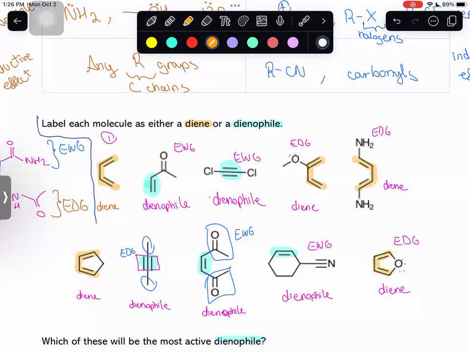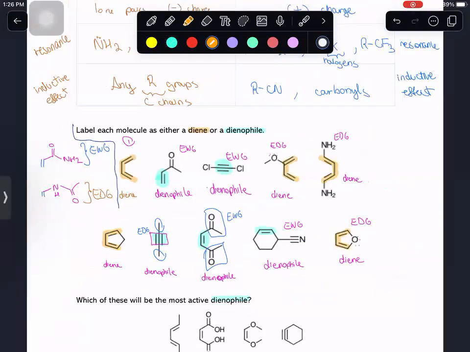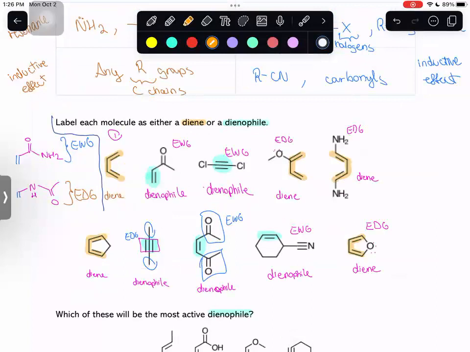Again, whatever else is connected to those highlighted parts, they're either withdrawing or donating groups. And again, diene prefers donating groups. If it has withdrawing groups, it's gonna hinder the reaction. So far, questions on how to identify diene and dienophiles? So far, so good? Okay, I see some people writing down notes, so I'm gonna give you one more minute.